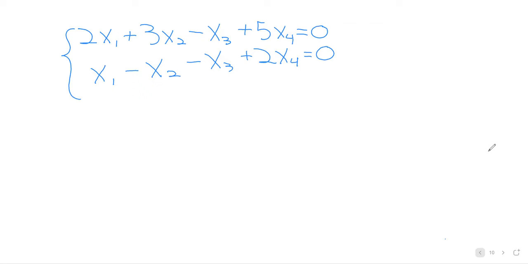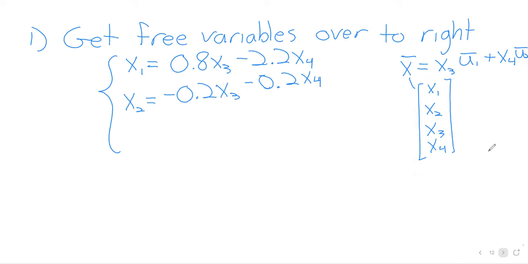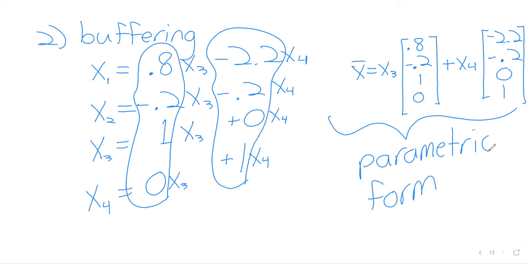But non-homogeneous systems can also have infinitely many solutions. And if we have a non-homogeneous system, this process where we first do Gauss-Jordan elimination, then get the free variables to the right, then buffer in any missing equations, still basically works. It just needs to be modified a little. So let's see what happens. And after we've seen what happens, I'll write down a theorem.